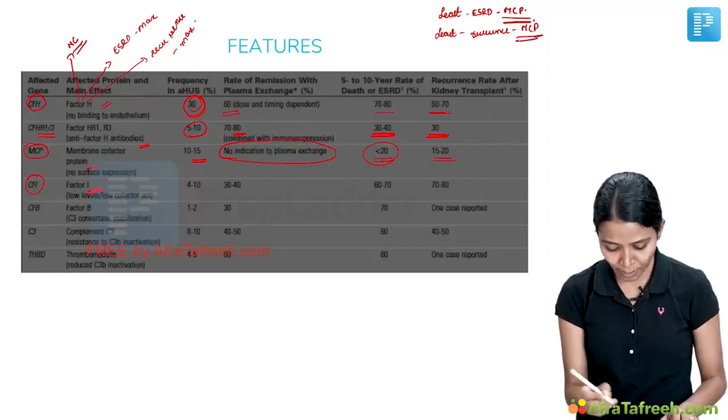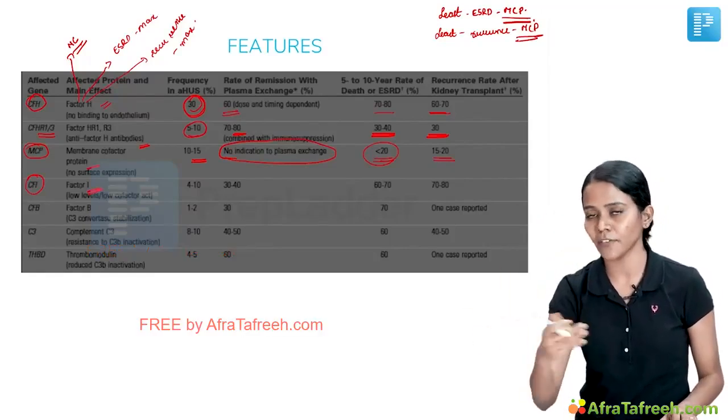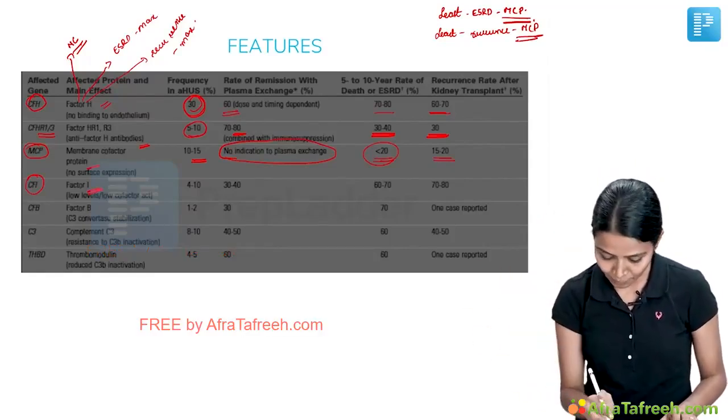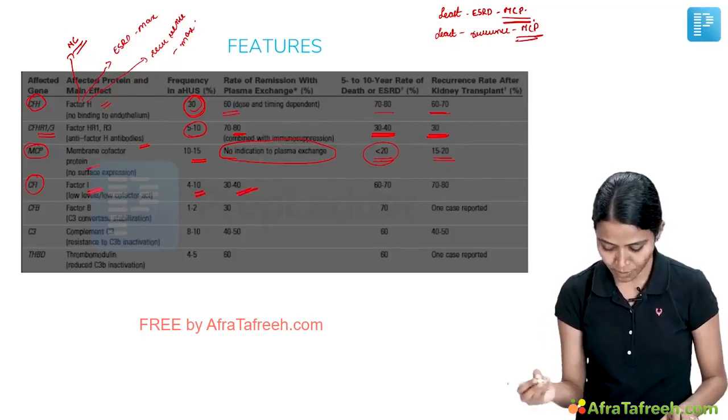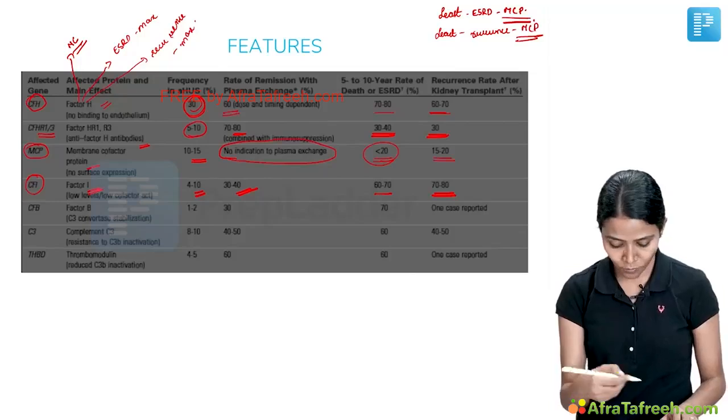Complement factor I acts along with factor H in causing inactivation of C3 convertase or inactivating C3b. Frequency is less, only 4 to 10%. Rate of remission with plasma exchange is 30 to 40%. Rate of ESRD and recurrence is high. Okay. So, all these are loss of function mutations.